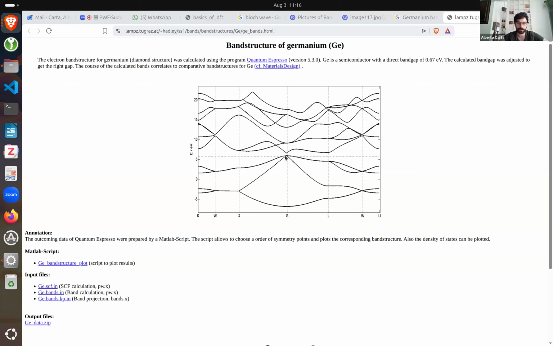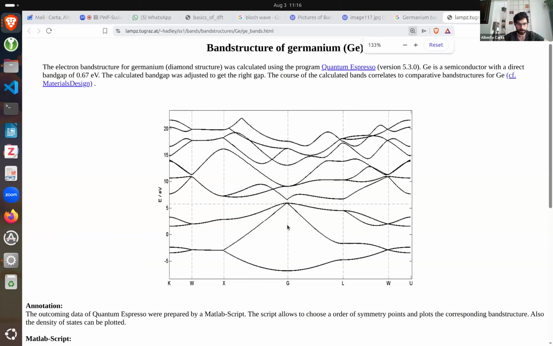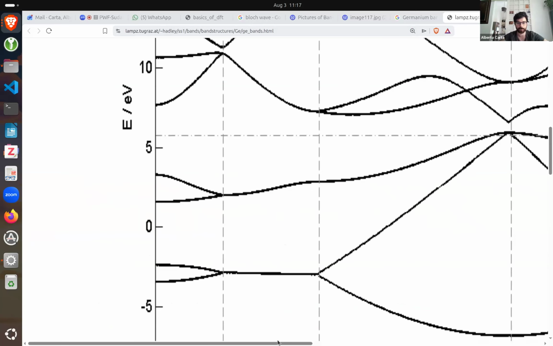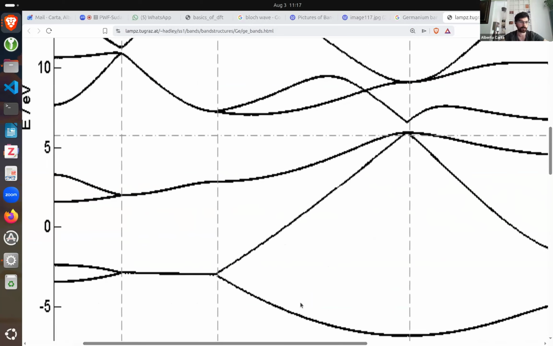Okay. And in here, the Fermi level is this dashed line here at 5. It should be slightly higher. It should be in the middle. Should be like around here. Is this metallic or insulating?